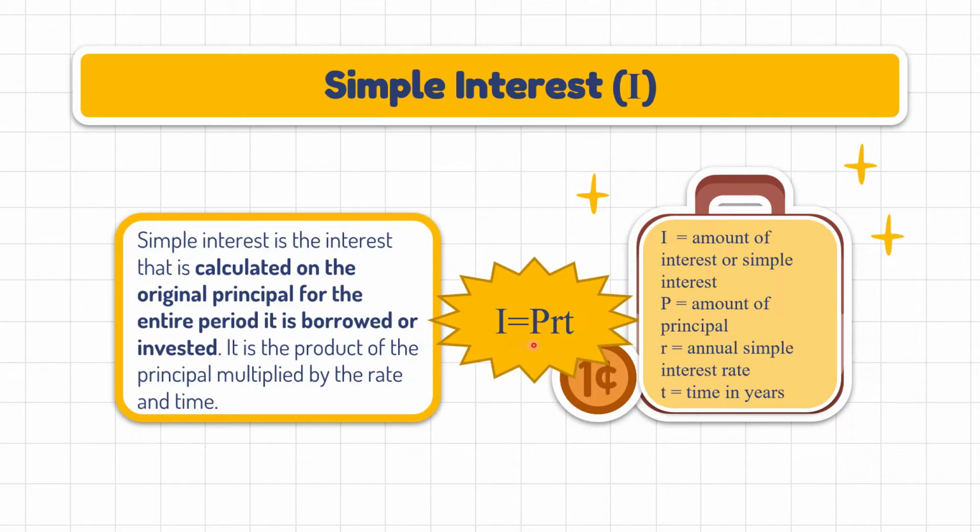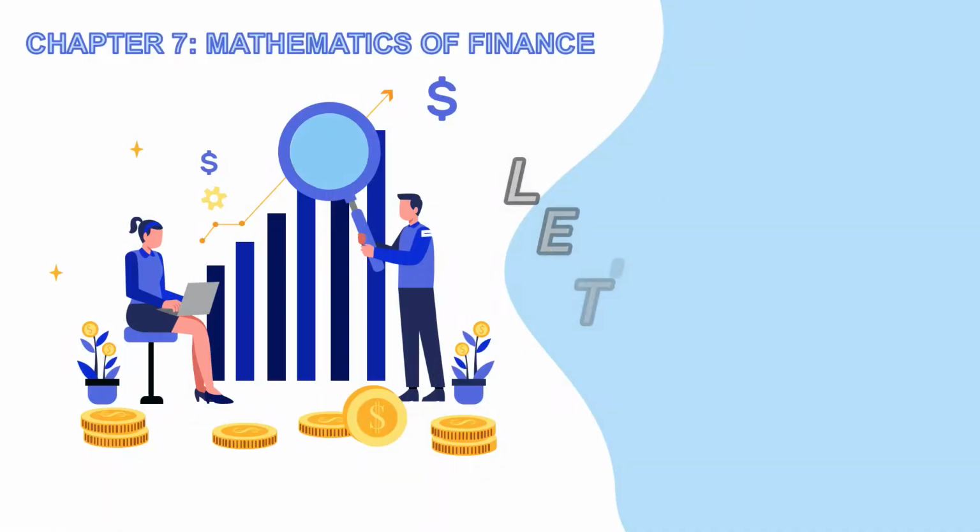I equals P times R times T. I equals the amount of interest or simple interest, whereas capital letter P refers to the amount of principal, small letter R is the annual simple interest rate, and small letter T refers to time, and it should be in years. What is capital letter P? Capital letter P is the amount of principal, which is the amount you borrow or the amount you invested in a bank.